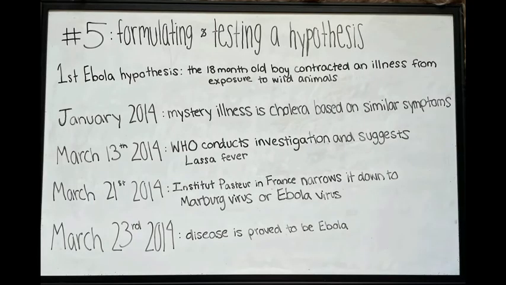Next is formulating and testing a hypothesis. Many hypotheses were formed and tested during the Ebola outbreak. Initially, scientists had no idea, but connected the illness to wild animal exposure. Next, they thought it was cholera by comparing symptoms. Then the World Health Organization suggested Lassa fever. On March 21st, it was narrowed down to either Marburg or Ebola virus. And finally, on March 23rd, it was confirmed to be Ebola.